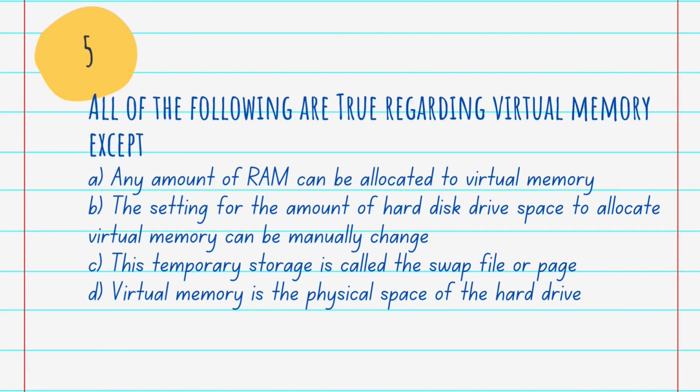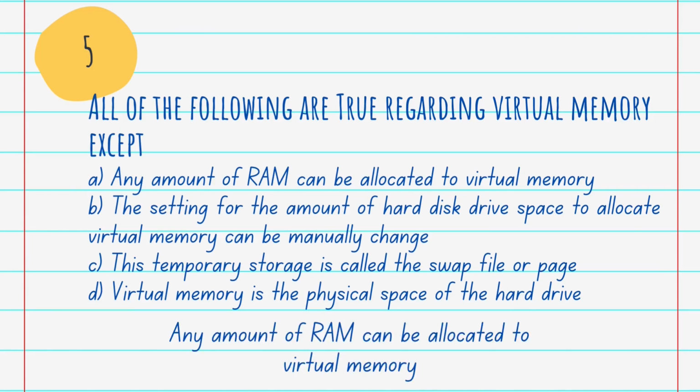Then question number 5. All of the following are true regarding virtual memory except A. Any amount of RAM can be allocated to virtual memory. B. The setting for the amount of hard disk drive space to allocate to virtual memory can be manually changed. C. This temporary storage is called the swap file or page file. And D. Virtual memory is the physical space of the hard drive. And our answer is A.